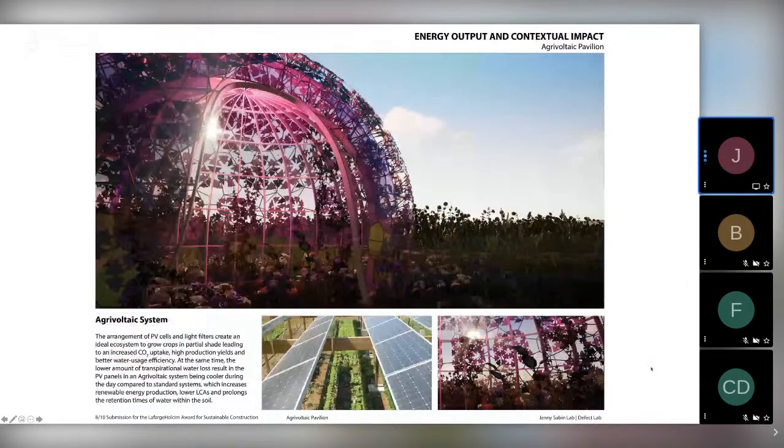As a result, Agrivoltaic Pavilion demonstrates the first adaptable system with extremely low greenhouse gas emissions, showcasing the potential of sustainable design for resilient land use models to provide an integrated approach to food, energy, and water. And this is an ongoing project.